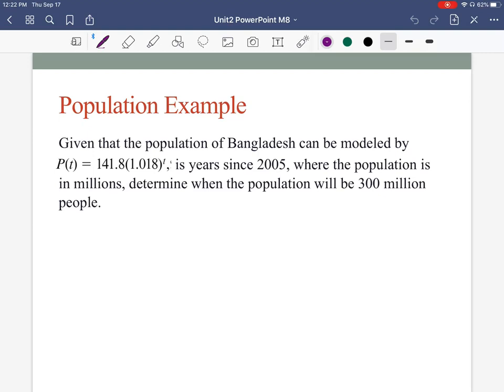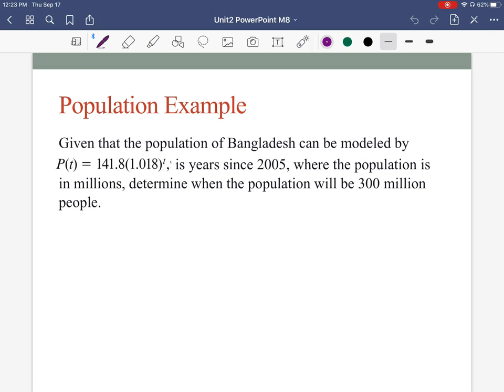Okay, given that the population of Bangladesh can be modeled by P(t) = 141.8 × 1.018^t, where t is years since 2005 and population is in millions, it wants us to determine when the population will be 300 million people. It's already in millions, so we don't need to worry about that.